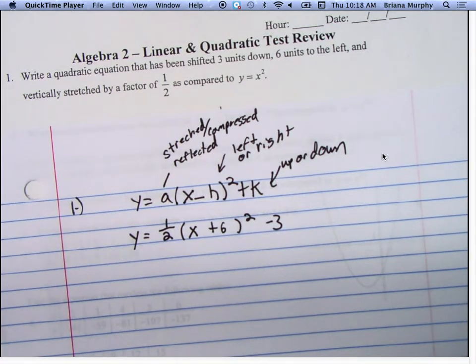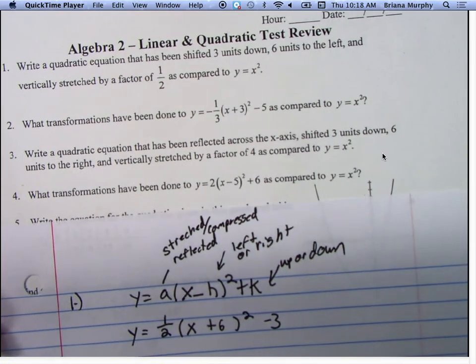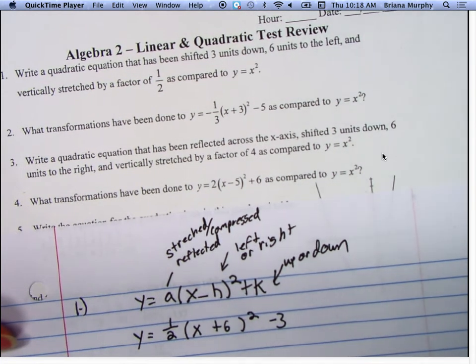Questions, comments, concerns? It says it's stretched. If it says it's compressed, if it says it's compressed by 3, that just means you put 1/3 in there instead. Okay? All right. So, do you guys feel comfortable? Look at 2 and 3 and 4. You feel comfortable with those? Either describing what's happening? Okay.